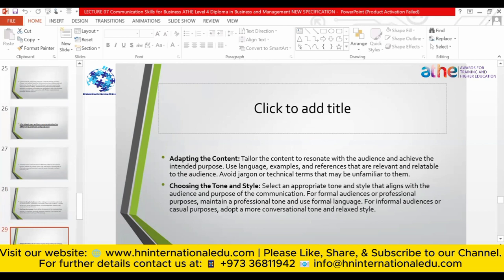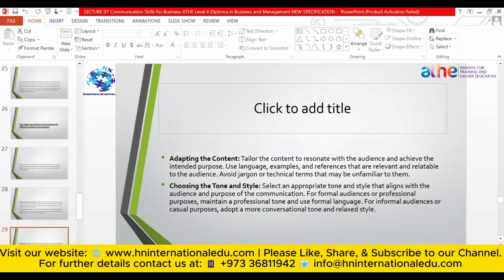Adapting the content. Tailor the content to resonate with the audience and achieve the intended purpose. Use language, examples, and references that are relevant and relatable to the audience. Avoid jargon or technical terms that may be unfamiliar to them. For example, I'm using KPI, CPI again and again, and general people or general students don't know what it is. KPI is simply key performance indicator. So it's better to use the full forms. And even if you're explaining something with an example, it should be relatable and the latest, whether it's from your personal life or professional.